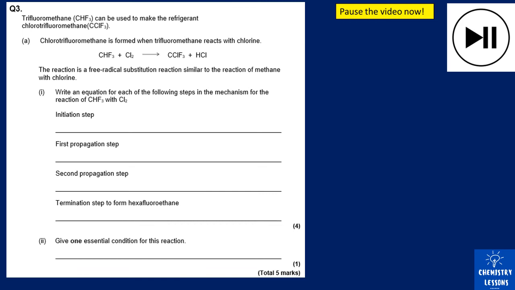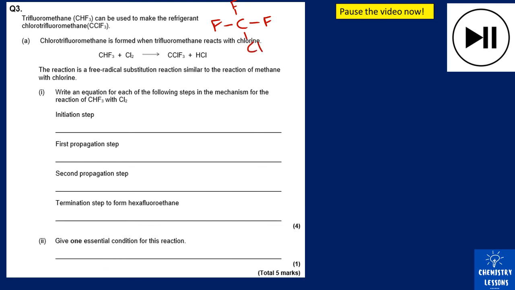Okay, question 3 then. You know the drill. Have a go at the question, and when you're ready to go through it, unpause the video. Trifluoromethane this time, so it's not chloro, it's fluoro. Can be used to make the refrigerant chloro-trifluoromethane. So what does that look like? We've got a carbon with 3 Fs, and 1 chlorine.